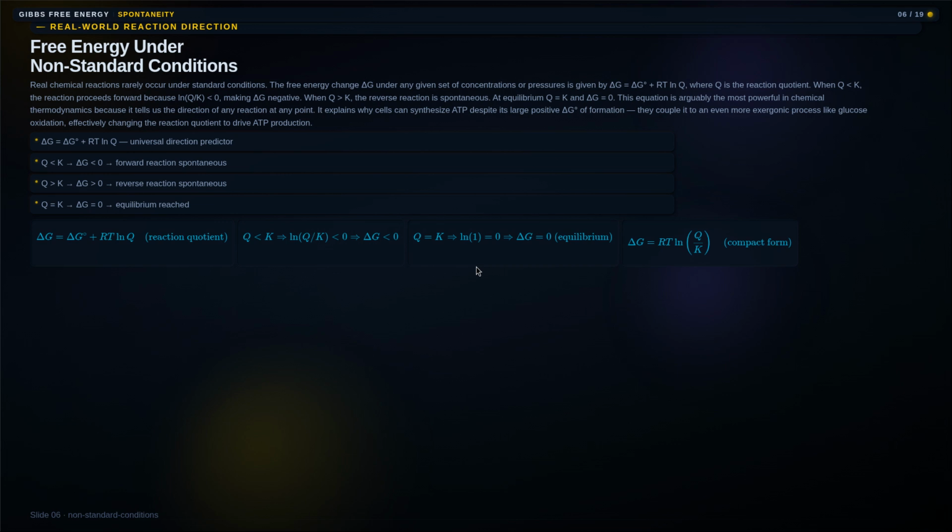Real chemical reactions rarely occur under standard conditions. The free energy change delta G under any given set of concentrations or pressures is given by delta G equals delta G naught plus RT ln Q, where Q is the reaction quotient. When Q is less than K, the reaction proceeds forward because ln of Q over K is less than 0, making delta G negative.